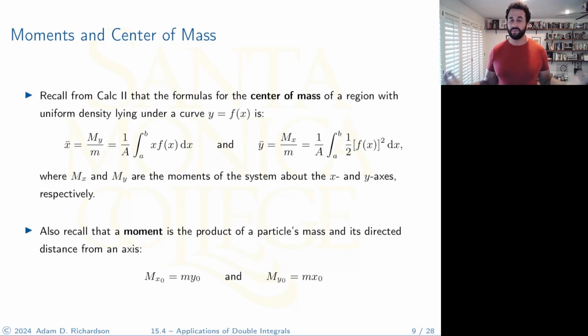So if you remember from Calc 2, we derived some formulas for the center of mass of a region that had a uniform density lying under a curve y equals f of x. And the formulas that we came up with are these right here. So the center of mass is m sub y over m, and then it ends up being this integral. And this is the x coordinate of the center of mass. And then the y coordinate of the center of mass was given by this formula here.